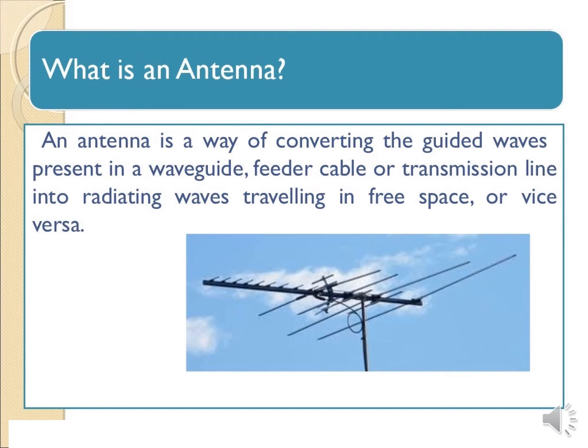So first let me explain to you about antenna. What is an antenna? Have you ever seen an antenna? An antenna is nothing but a device which converts the guided waves present in the waveguide into radiating waves, such that they travel in free space, or vice versa. You can see in the diagram, in the olden days, that is 10 years before, we used to use these types of antenna in our homes.